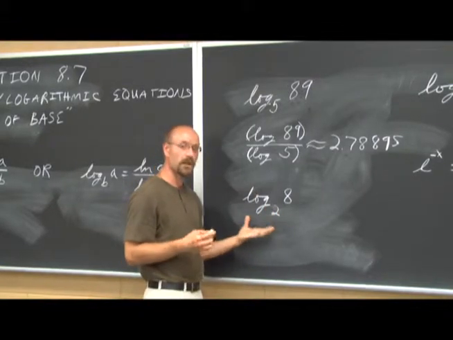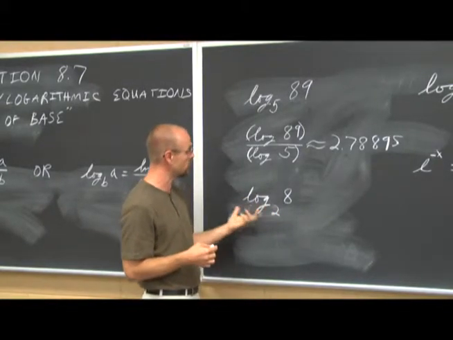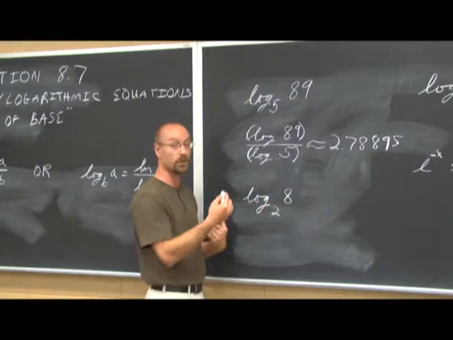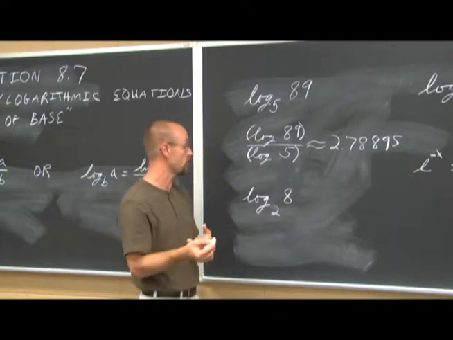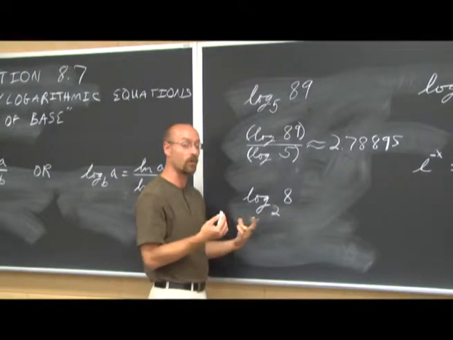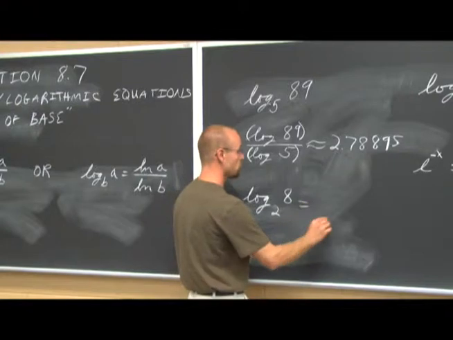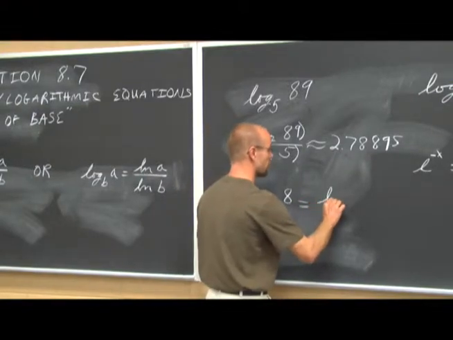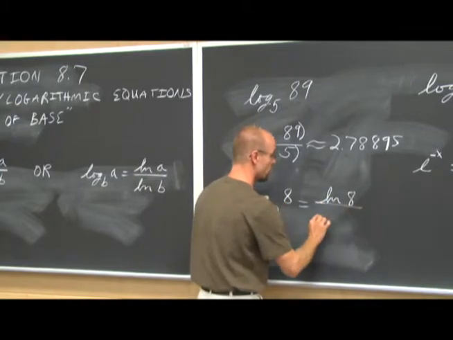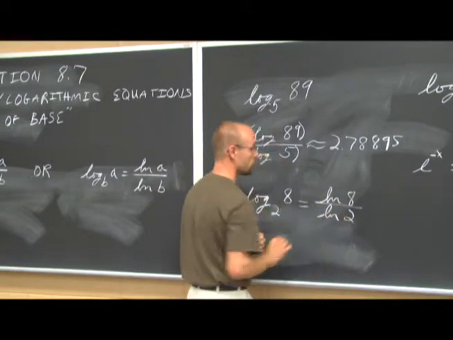Now here's a log that I can do in my head. I can look at this and say, well, a logarithm asks me 2 to what power is 8? And I know that 2 to the third power is 8. 2 times 2 times 2 is 8. But what if we use change of base? Does it hold true even though we already know the answer? Well, if I use change of base, I'm going to use a natural log here: ln of 8 over ln of 2.